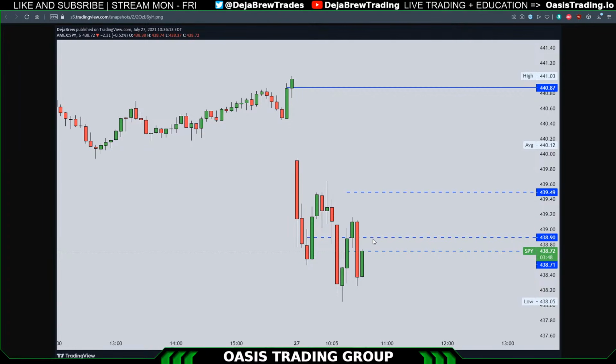I said in Discord that if it wanted to be bullish, it had to reclaim around 439.50, and that would have been your bullish trigger to push back into the gap around 441. Any price action that stayed below 438.70 would have been bearish. Okay, so let's look at what happened after that.